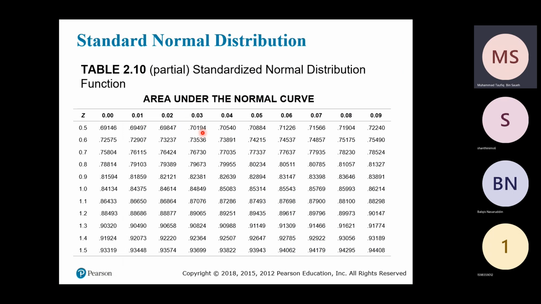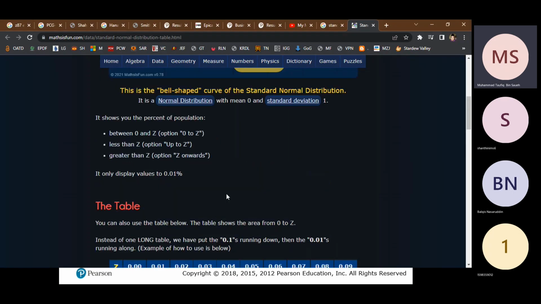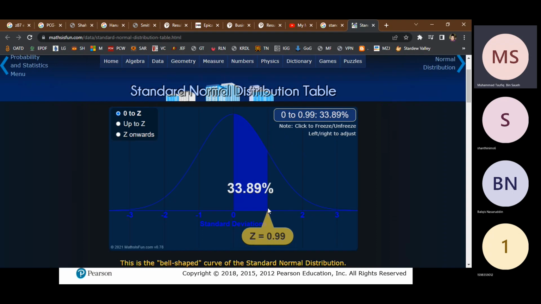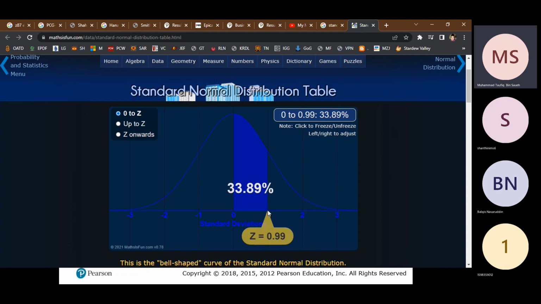All right, so this is the table. This table is quite different. Why? Because this table is calculating from the back here. The table that we use is from the middle, so from the middle, from 0 to the z value. These are the tables that we use down there.